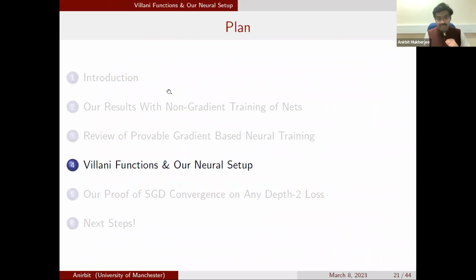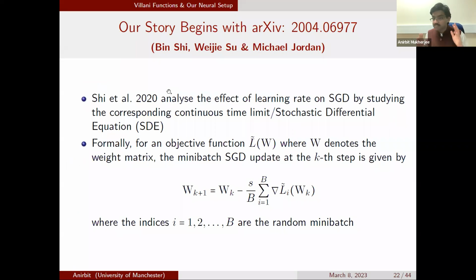So how do we go about solving this? Our story starts in 2020. There was this very interesting paper by Bin Shi, Weijie Su, and Michael Jordan, where they analyzed the effect of learning rate on SGD by studying the continuous time limit of SGD, which is a particular SDE. And they formally considered the following SGD.